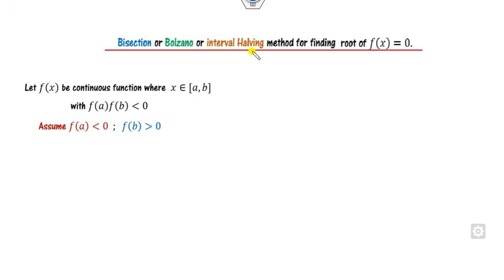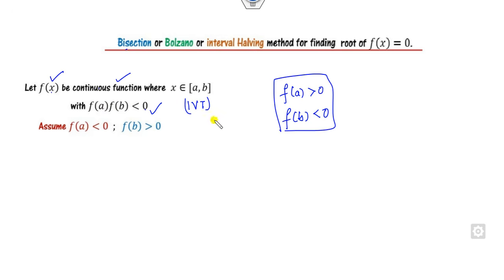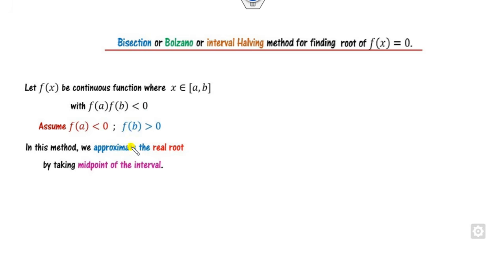So what is that method? What is the bisection method? If you have the function f of x, which is continuous, and satisfies the intermediate value theorem, then either f of a is greater than 0 and f of b is less than 0, so that this property is satisfied, or the other property holds. So I can take any one of them. Let's start with this. Then the bisection method will approximate the real root by taking the midpoint of the interval. What is the meaning?